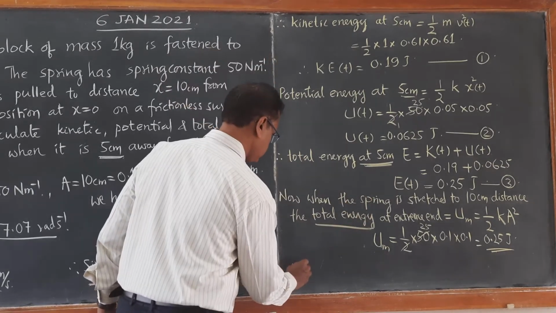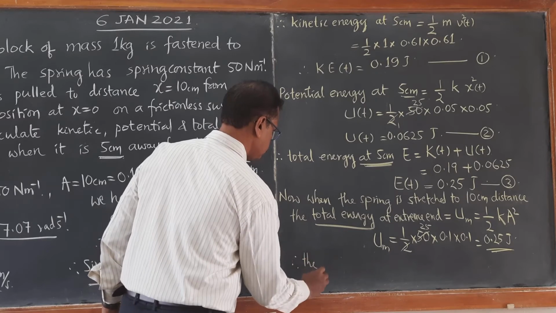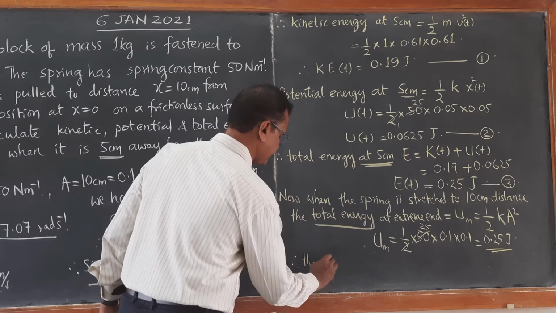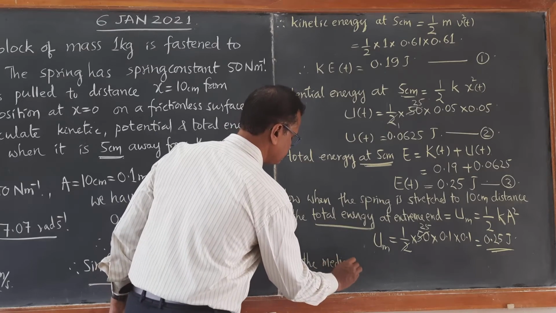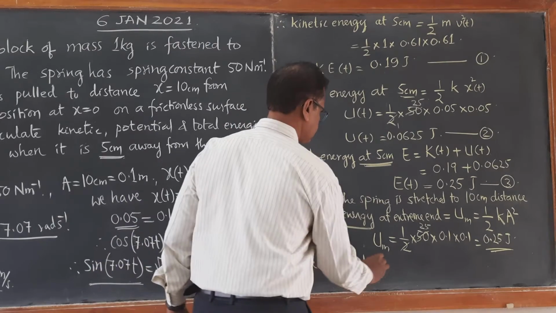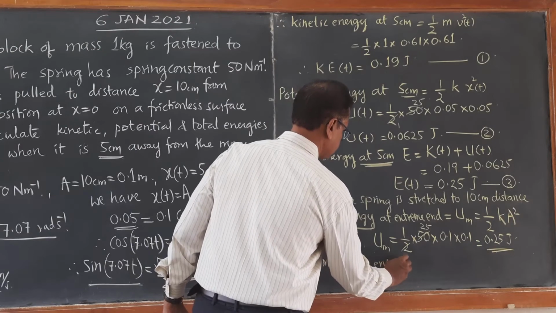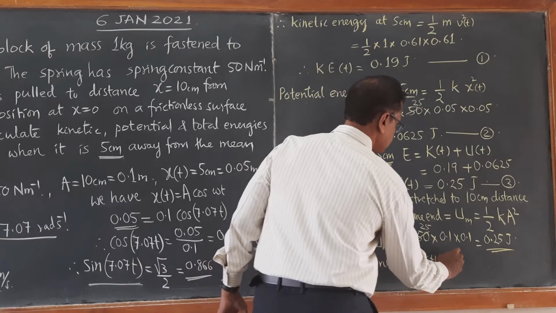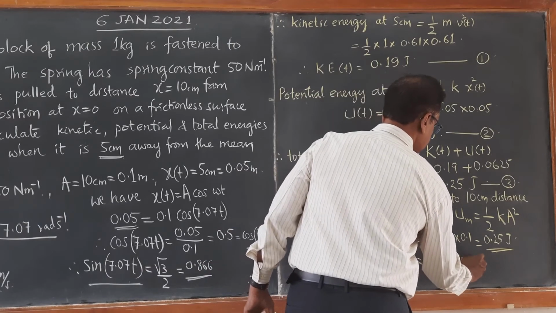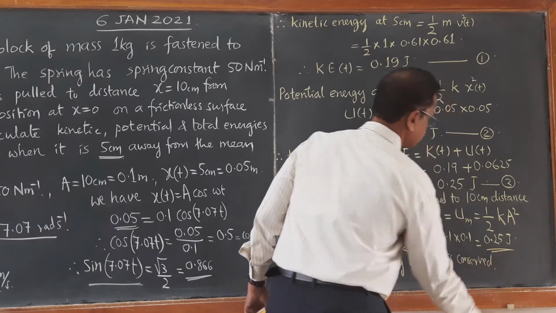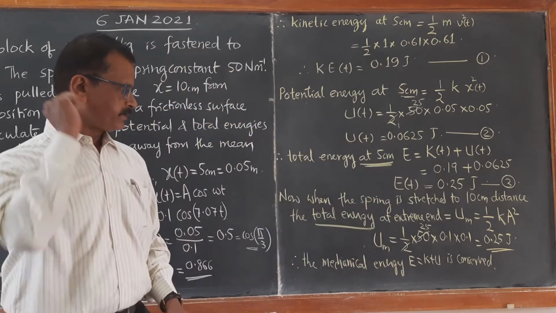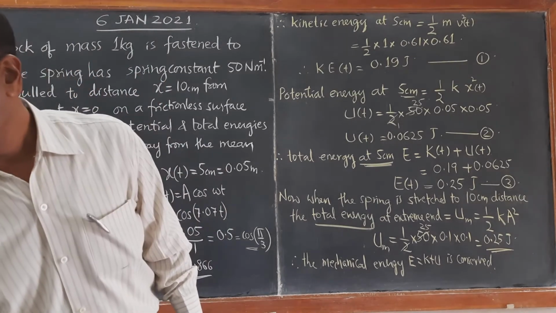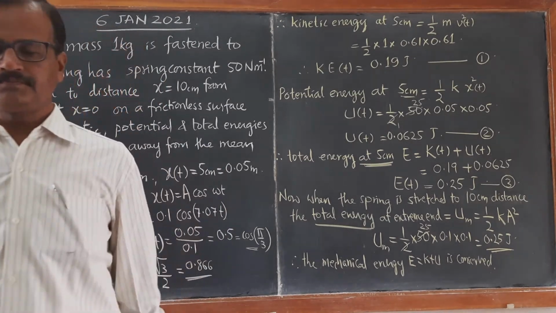Therefore, the mechanical energy E equal to K plus U is conserved. So at the extreme ends we get the 0.25. Okay, so this is how one can verify the results. Now let us see the second problem.